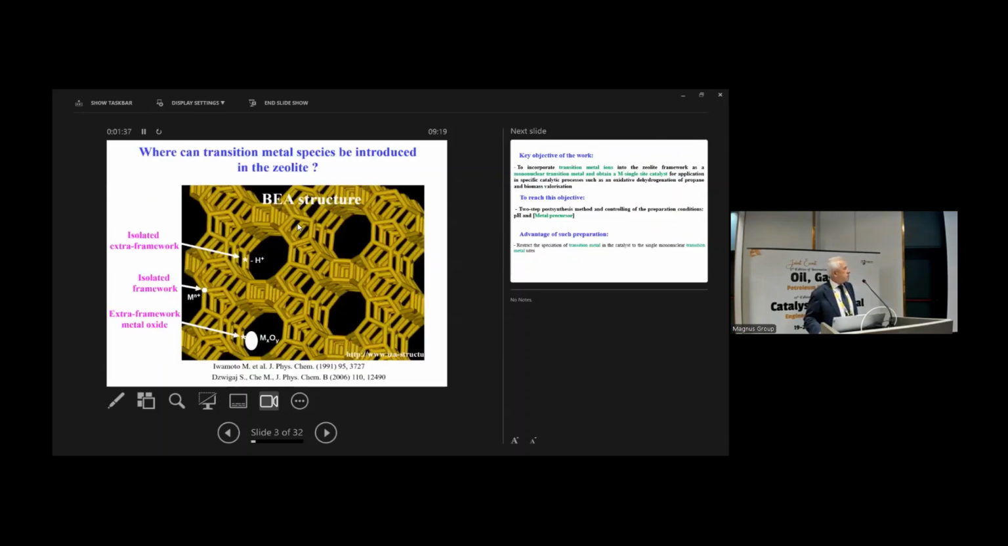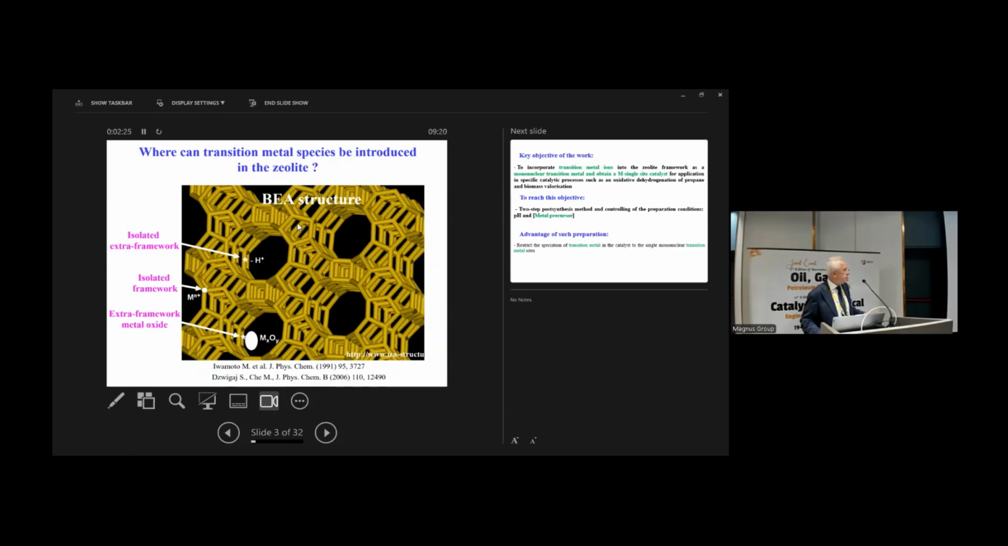This is a metal structure, and there is the question of where different metal sites can be formed in the zeolite. There are several possibilities, but the main one is isolated extra-framework sites. This is formed here as extra-framework metal oxide, but the most interesting is incorporation of metal in the framework position as isolated framework species. But this situation is very difficult to obtain.